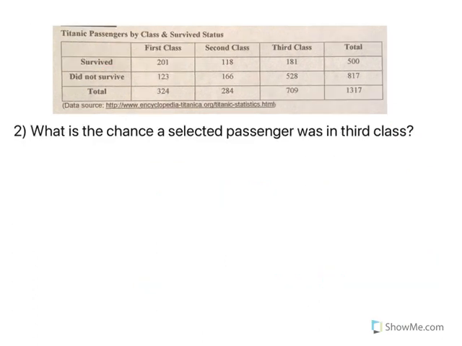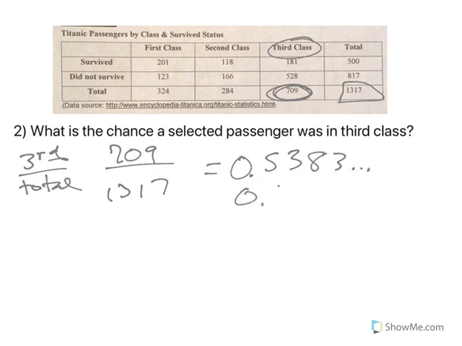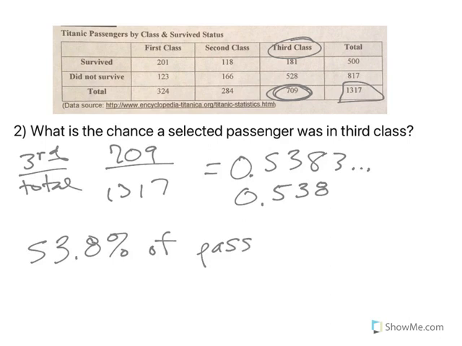That's what that means. Number 2, what is the chance a selected passenger was in third class? So now we're just looking at third class over the total. Okay, no problem there. Here's third class. So how many people were in third class? 709. And again, our total of 1317. When I divide those, I get 0.5383 and it goes on. Let's round to 3 decimal places. I get 0.538. That means 53.8% of passengers were in third class. So well over half of the passengers were in third class. That's what that tells us.